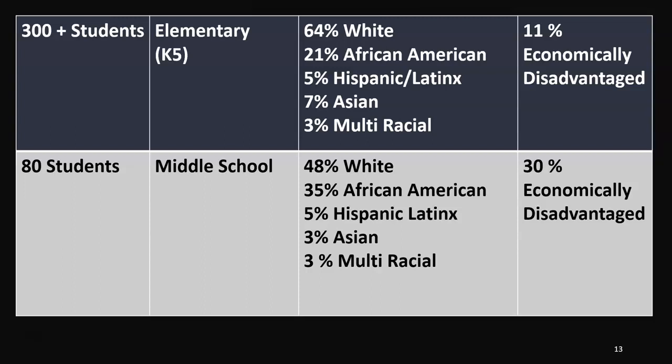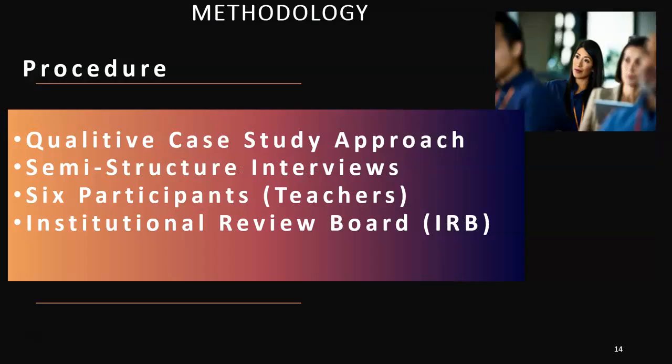80 students from the middle school: 48% white, 35% African American, 5% Hispanic, 3% Asian, 3% multiracial. 30% of those 80 students were economically disadvantaged. Procedure: qualitative case study approach, semi-structured interviews, 6 participants, and an institutional review board, IRB, approval was obtained.